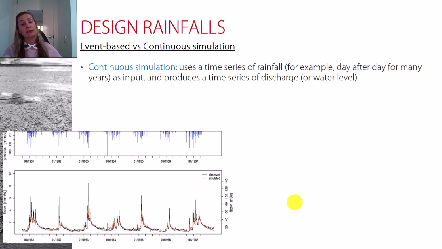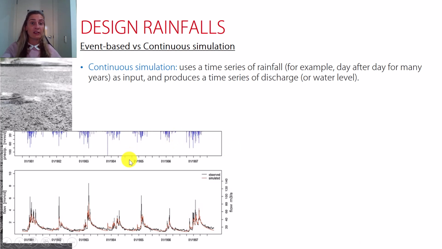Continuous simulation is the use of a time series of rainfall. For example, here on the top graph, we have a time series of rainfall events, of rainfall amounts. And as a response to that time series, we have a time series of discharges. So we can see that this time series is made up of various hydrographs. Okay, and so this is called continuous simulation.